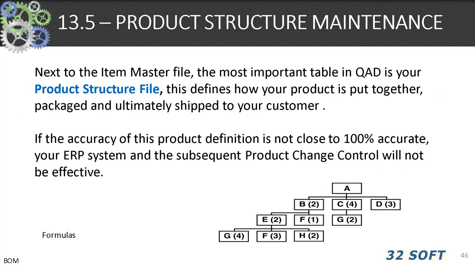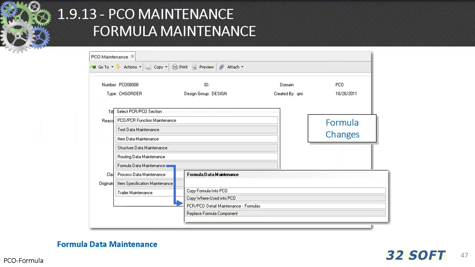Next to the item master file, the most important table in your QAD ERP system is your product structure file, which defines how your product is going to be put together, packaged, and ultimately shipped to your customer. If the accuracy of this product definition is not upwards of 100% accurate, your ERP system and the subsequent product change control process will not be effective.